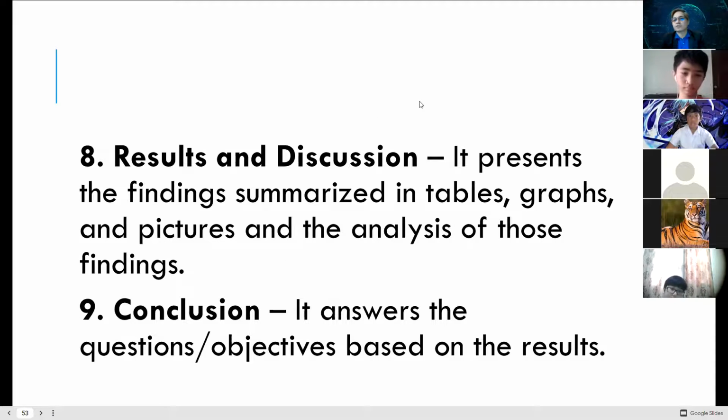Results and discussion. It presents the findings summarized in tables, and if in case, graphs, like for example, from day 1 to day 2, day 2 to day 3, you're actually making a line graph or a bar graph, and pictures, and the analysis of those findings. Conclusion. It answers the question or questions or objectives based on the result. You will now generate answers to your questions based on the result.